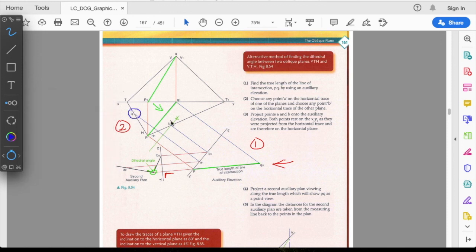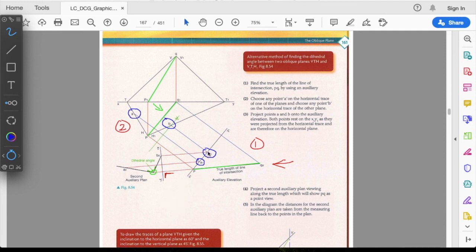So what you have here is A and B, okay, which are just 2 points that they chose at random when they were doing the question in the book. They don't need to be in particular places, but they need to be on the 2 planes. So we have A, which is on the first oblique plane, and B, which is on the second oblique plane. Because A and B are on the ground, on the horizontal trace, A1 ends up being here in my auxiliary, and B1 ends up being here in my auxiliary, okay?